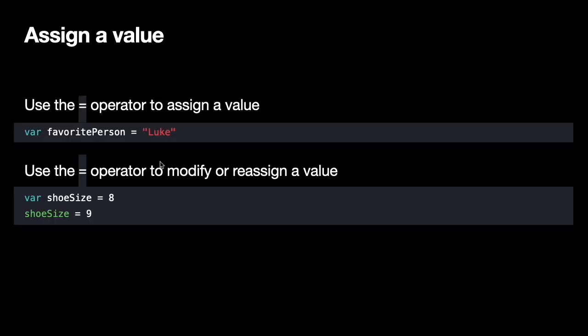In Swift, we use the assignment operator, which uses the equals sign, to assign a value. So we can assign the string Luke to our new variable favoritePerson. Or we can assign the integer 8 to a new variable shoeSize, and then since it's a variable, we can assign the integer 9 to shoeSize.